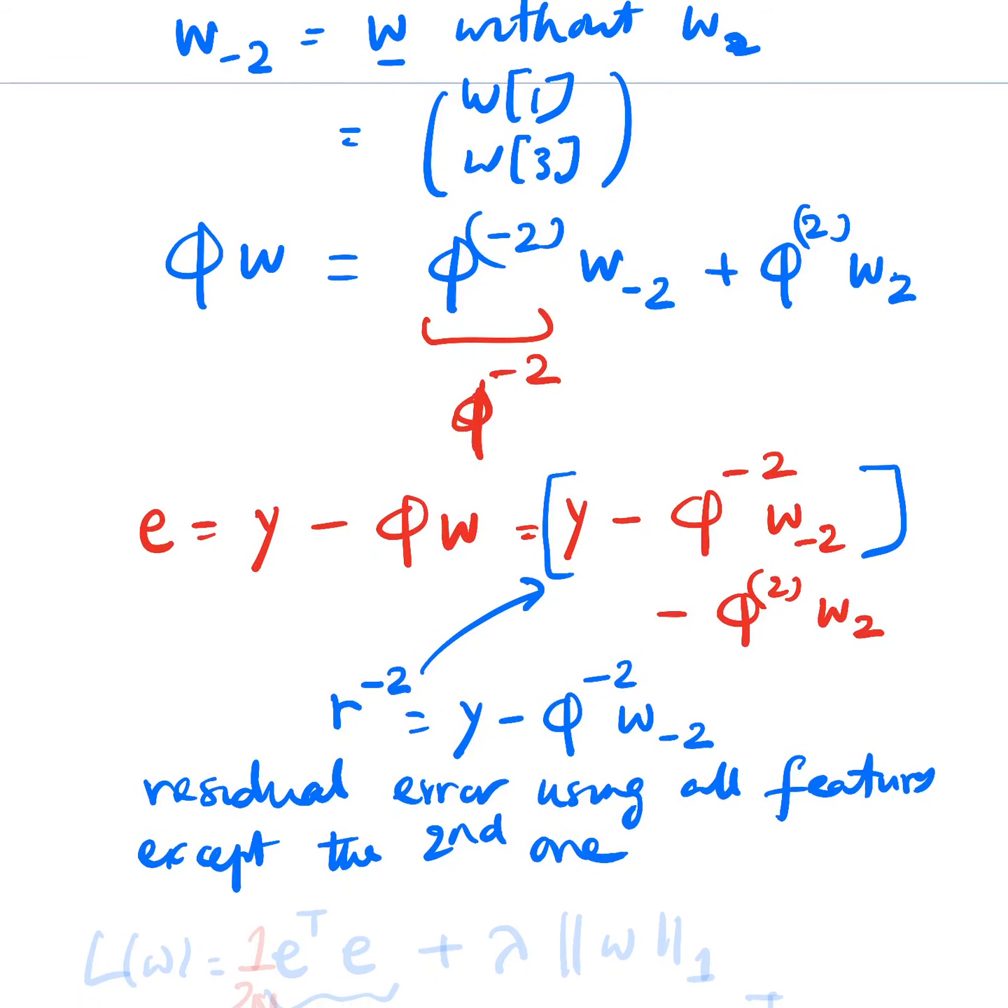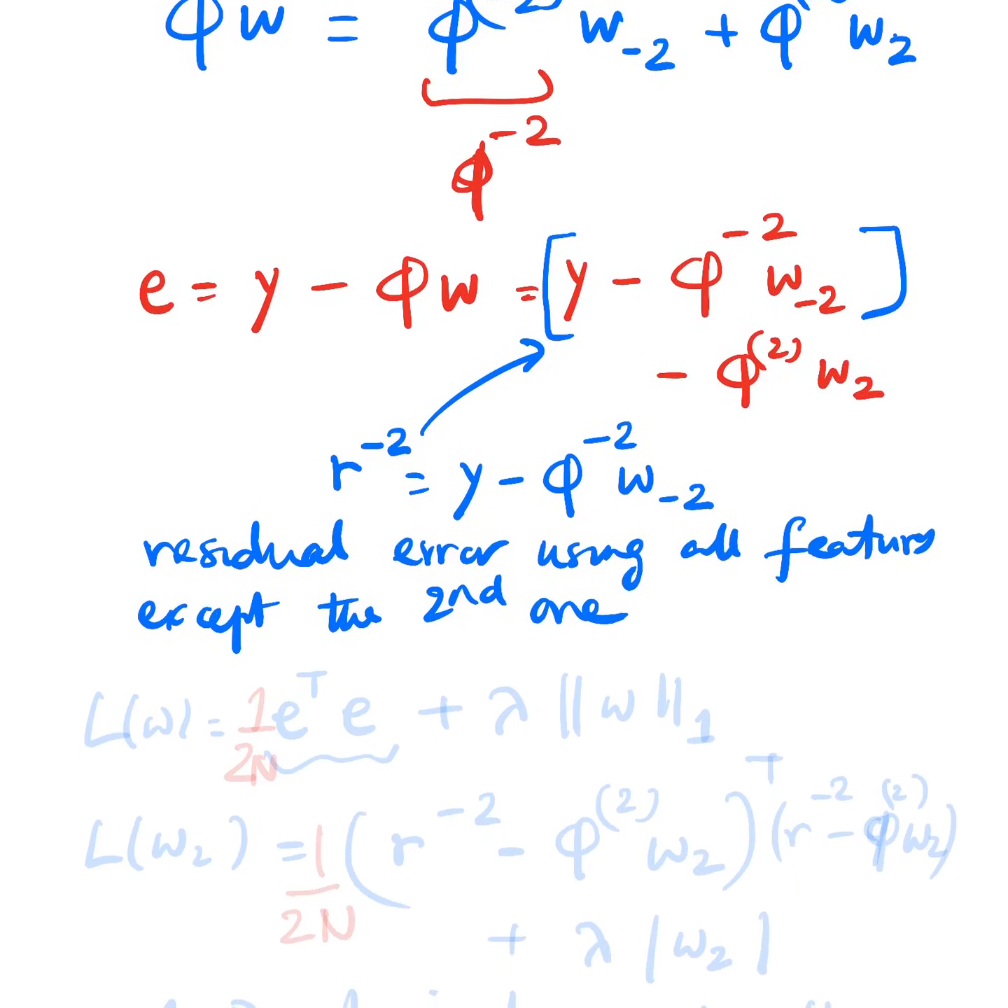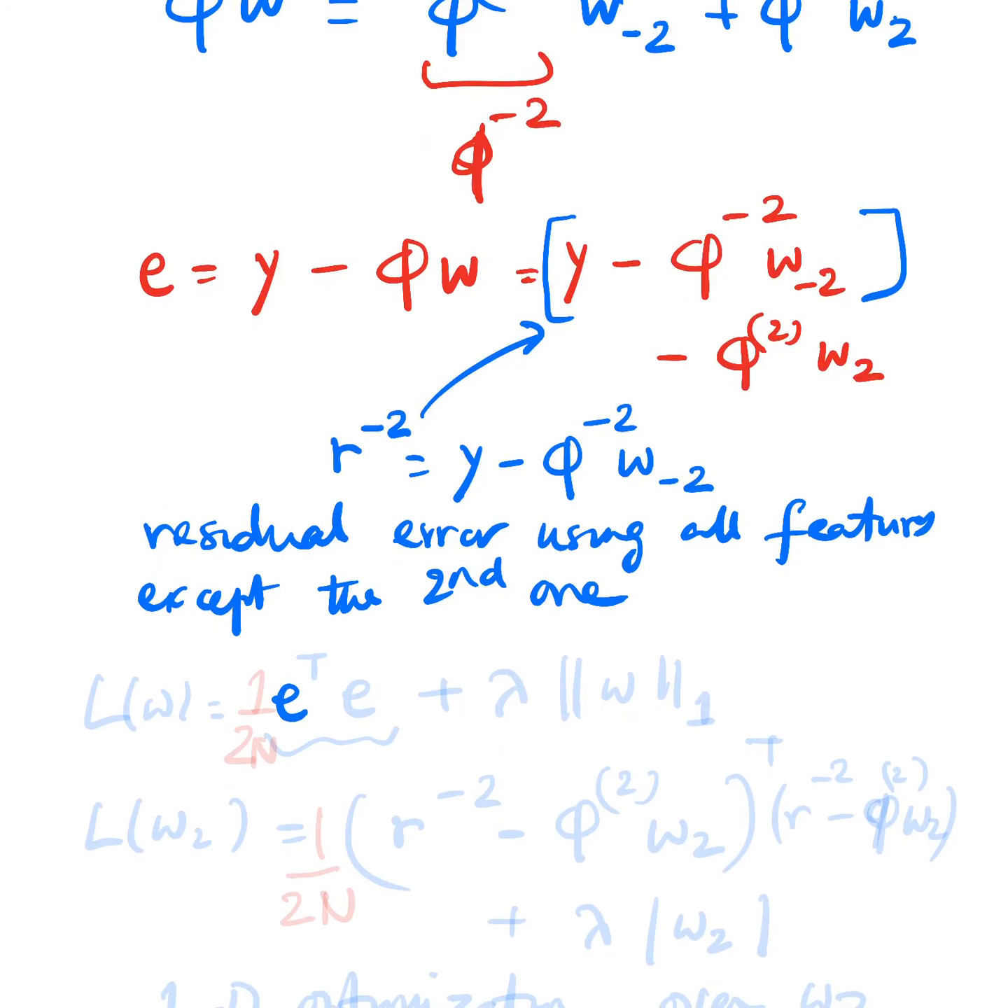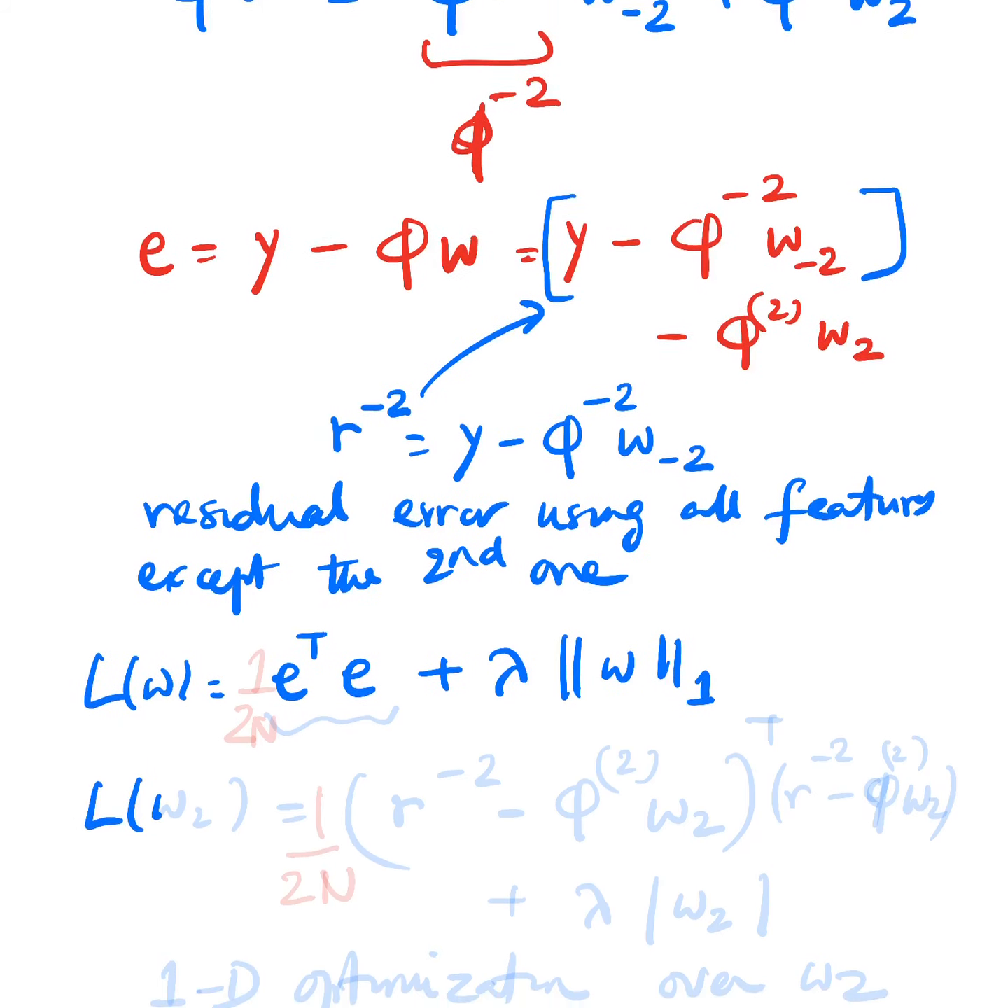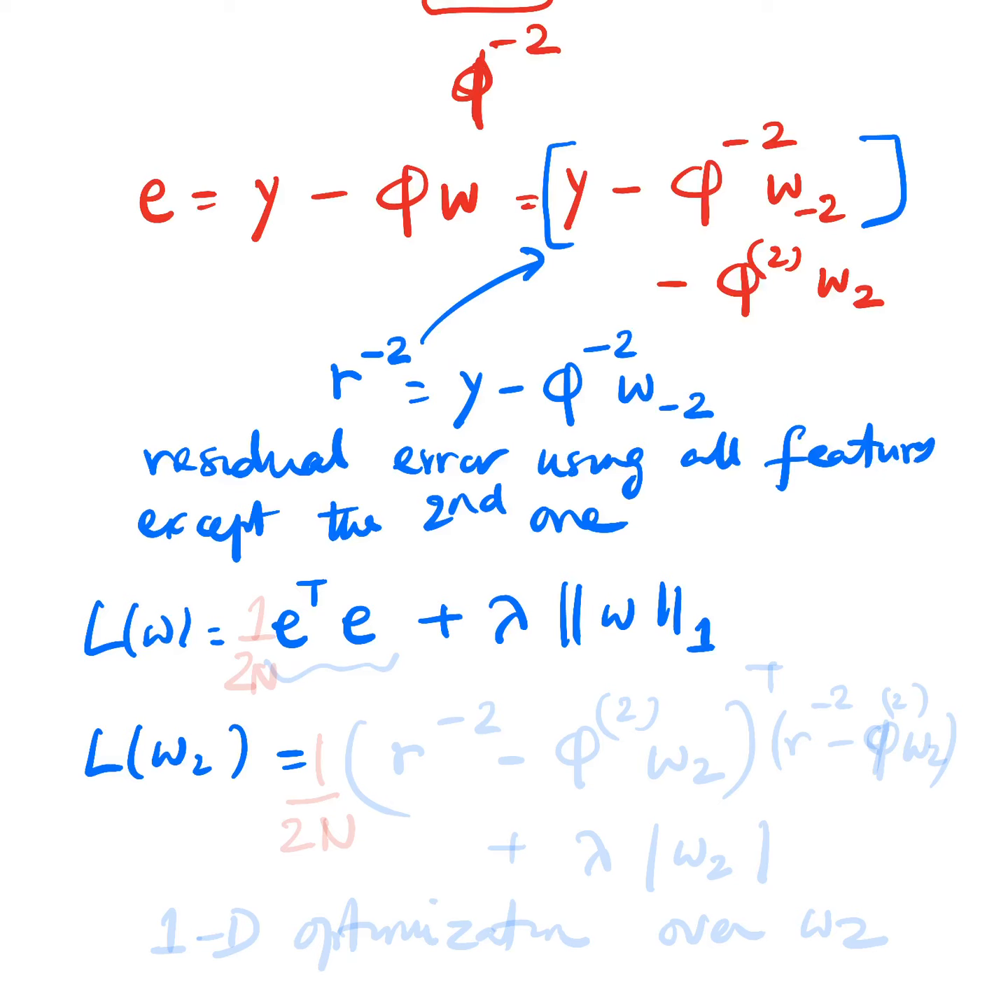So remember now that my cost function was the quadratic term of the error, which I can now write as E transpose E, where E is that guy, plus lambda times the L1 norm of W. Now, if I've frozen everything except the second coefficient, what's the part that depends? So this was L of W. What's the part that depends only on the second guy?